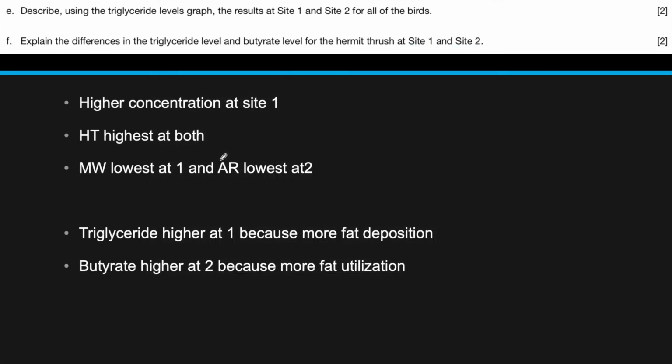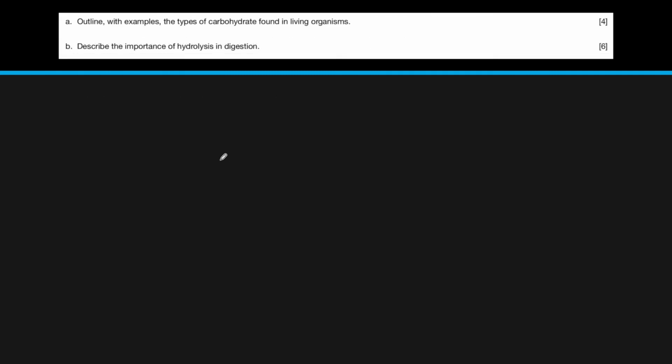Here's a summary of all the information. Since I don't want to go over time too much, here are a couple more questions that you can answer on your own, and I will give the answers in a minute. Outline the types of carbohydrates, so think the different types of saccharides, and give the examples we pointed out, and describe the importance of hydrolysis in digestion.